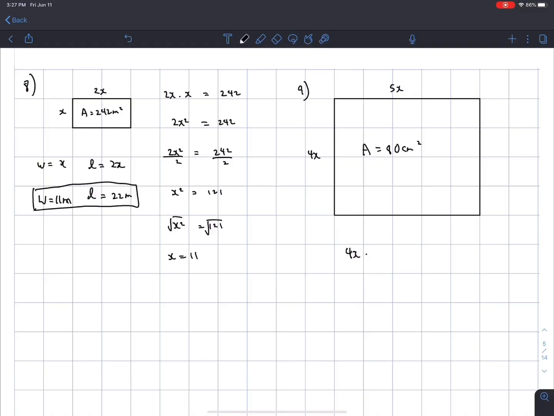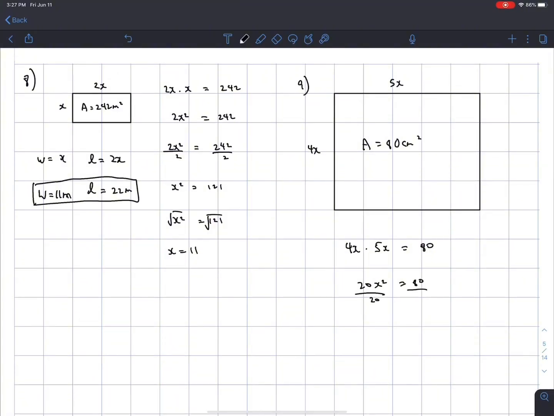Determine the length and width of the rectangle. Same idea, I just multiply them. 4x times 5x equals 80. So 20x squared equals 80. Now we can divide both sides by 20. We get x squared equals 4, and then we square root both sides. We get x equals 2. So the width is 4x, so 4 times 2, which is 8 centimeters. And the length is 5 times x, so 5 times 2, which is 10 centimeters. And that will be the answer.